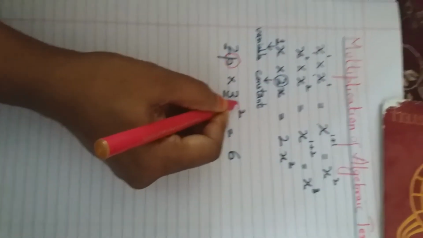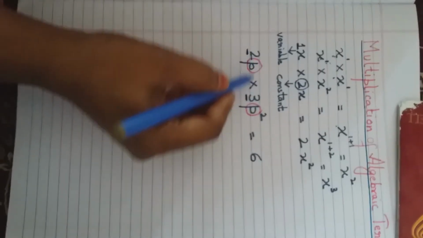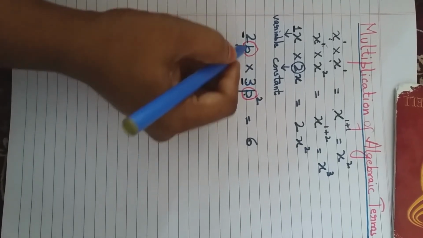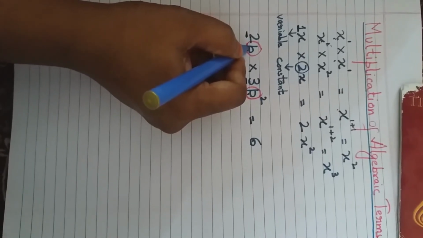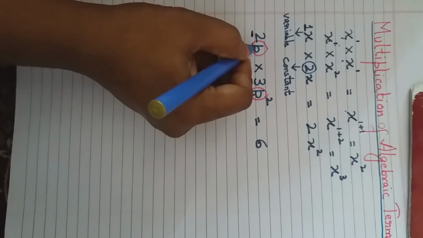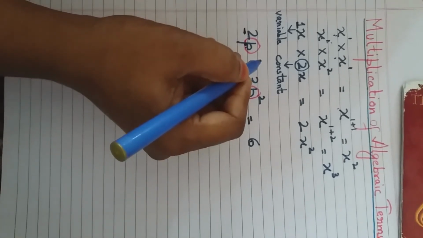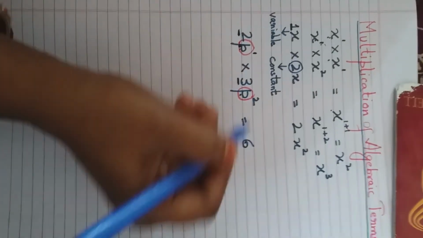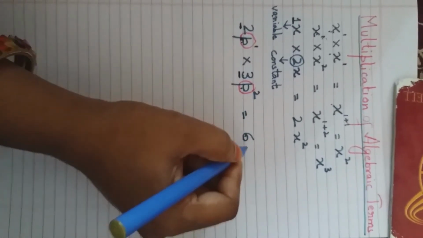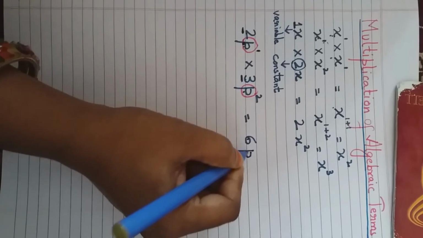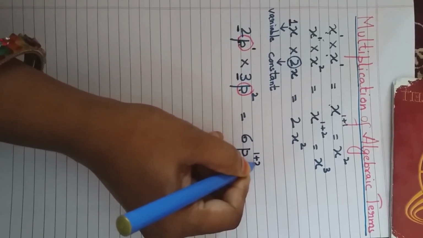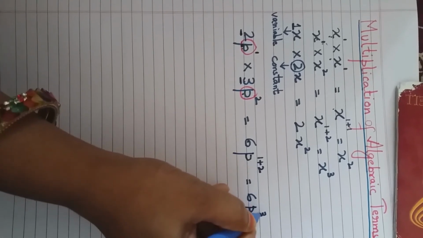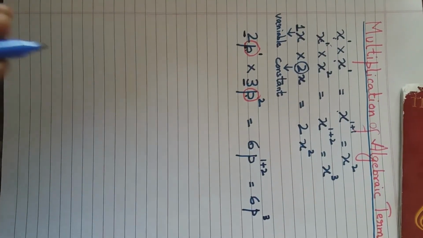So 2 into 3 is 6, and p into p squared. Now this variable does not have any power, and I have repeatedly told you that if a variable does not have any power, then it is assumed to be 1, and the other variable has power 2, so I will write the variable once and add the powers. So this becomes 6p to the power 3, or you can say 6p cube.